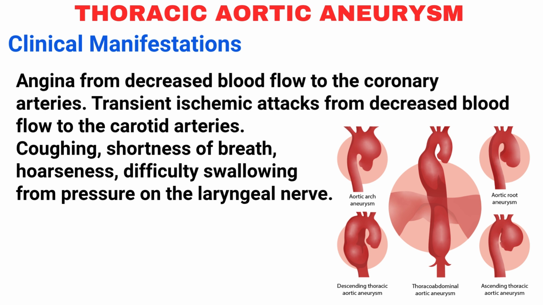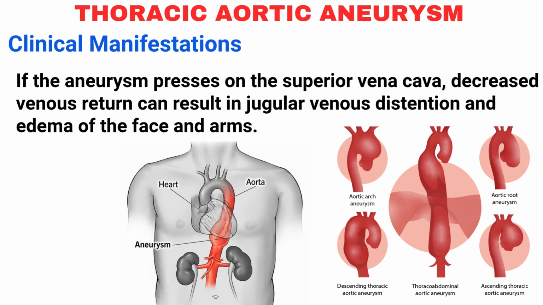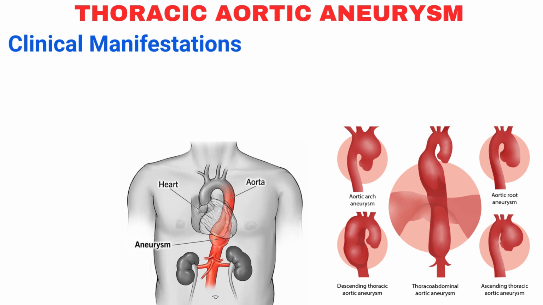Patients may have coughing, shortness of breath, hoarseness, or difficulty swallowing from pressure on the laryngeal nerve. If the aneurysm presses on the superior vena cava, decreased venous return can result in jugular venous distension and edema of the face and arms. Symptoms vary and depend on how rapidly the aneurysm dilates and how the pulsating mass affects surrounding intrathoracic structures.